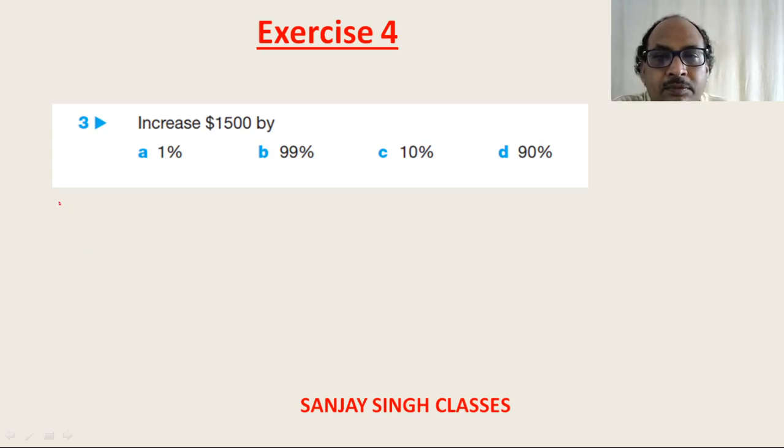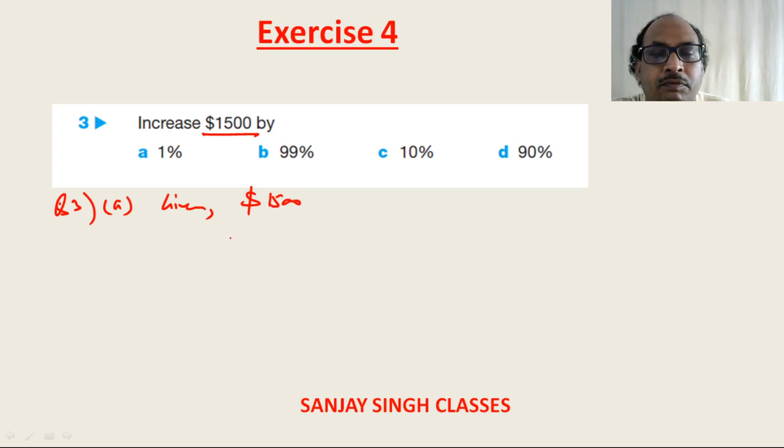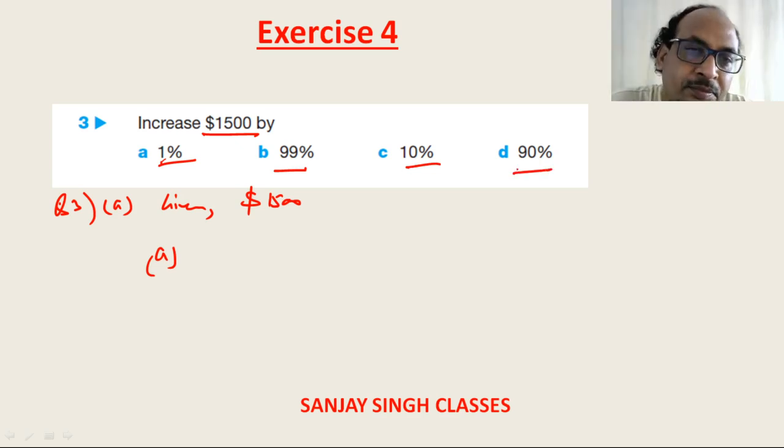Now here, in this question number 3, A is given. We are given already $1,500. $1,500 is given to us. We need to find for 1% increase, then 99% increase, then 10% increase, and 90% increase. So we need to use multiplying factor simply.